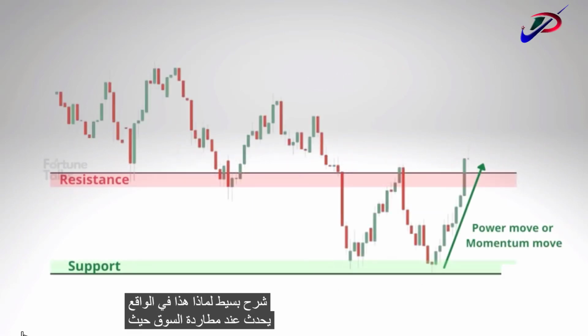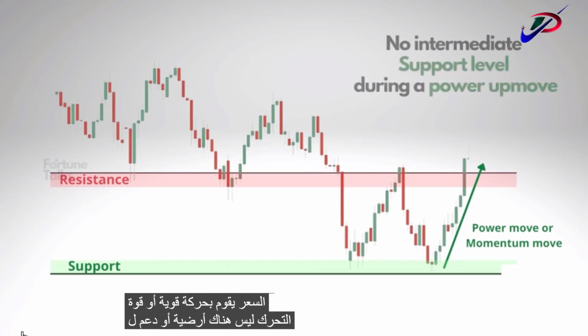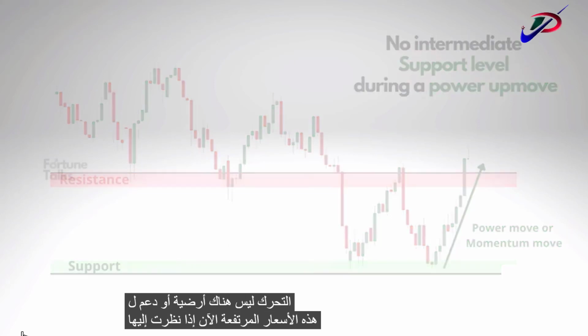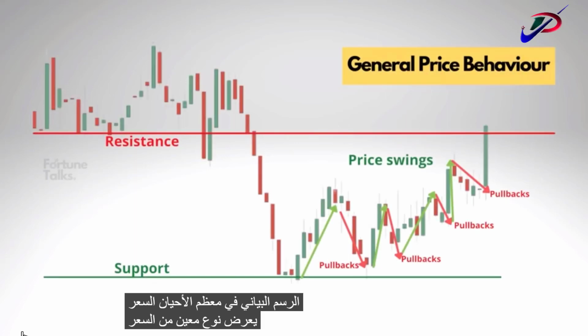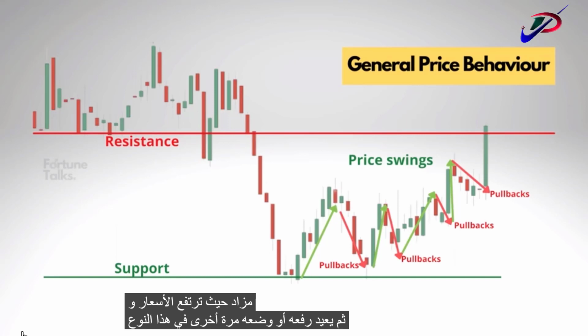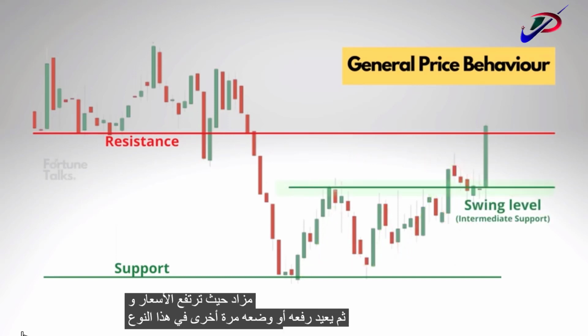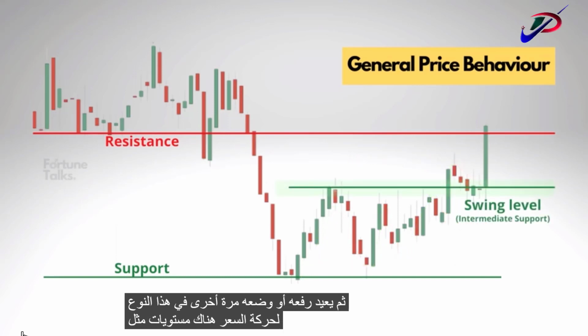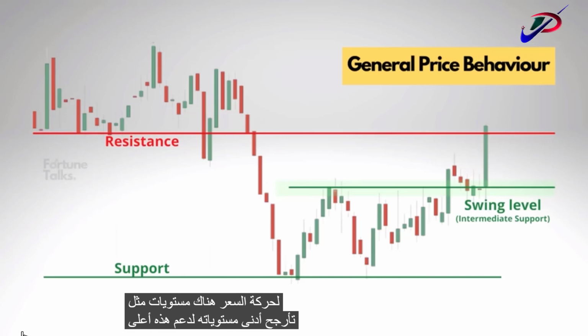When you chase a market where the price is making a strong move or a power move, there is no floor or support to these higher prices. Now if you look at the chart, most of the time the price exhibits a specific type of price action where the price goes up and then retraces or pulls back. In this type of price action, there are levels like swing lows to support these higher prices.